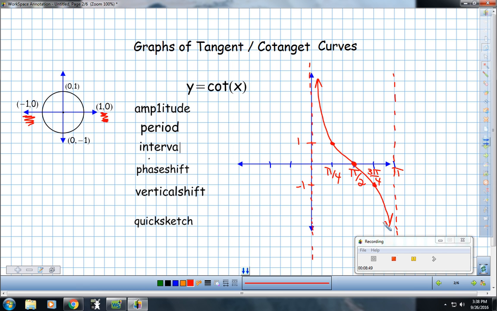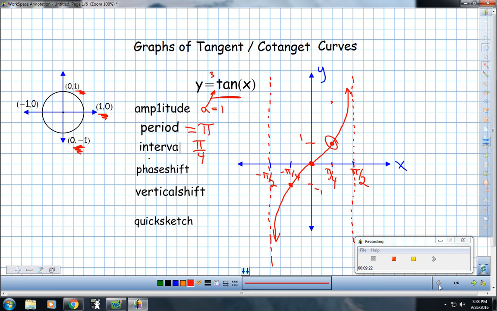So what are the characteristics of a cotangent curve? Well, cotangent curve, period is the same as a tangent curve, okay? The period is still pi. The cotangent curve is kind of negative sloping, and it goes from 0 to pi. Let me say that again. So a cotangent curve, you'll notice, kind of has a negative slope to it, and one period goes from 0 to pi. Okay?